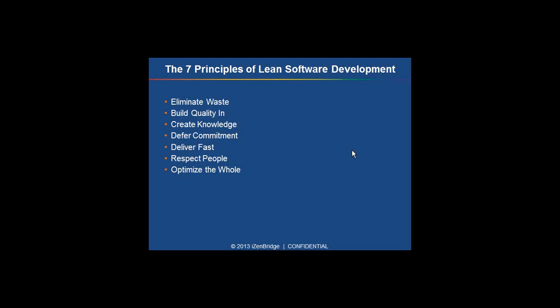The next one is deliver fast. So keep your batch size small. Rather than working on a big item and creating in-process inventory, you should work on small items and keep delivering those small items frequently to the end customer.